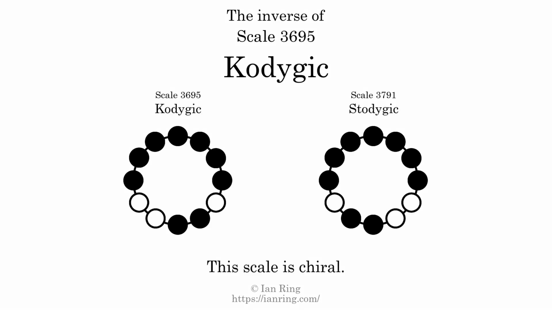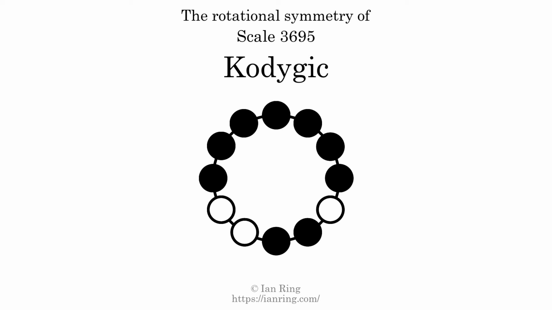The inverse of a scale is a mirror image. It is what you get when the sequence of intervals is reversed. The inverse of this scale is scale 3791, also known as Kodygic. This scale is chiral. It cannot transform into its inverse by rotational transformation. This scale has no rotational symmetry.